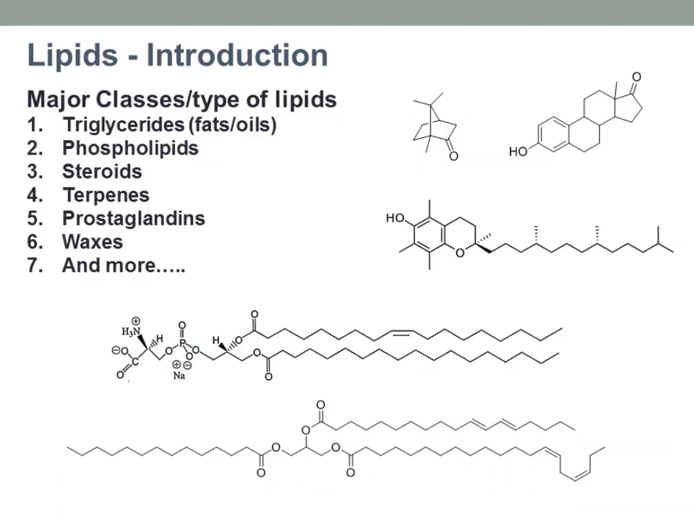Like I was saying, there are a lot of different types of molecules that fall under the lipids. We have triglycerides, which would be things like this. Here's a triglyceride. We have phospholipids, which would be this molecule right here, which makes up cell membranes. We have steroids, like this estrone right here. We have terpenes, like camphor right here. We have prostaglandins. I didn't show a prostaglandin, I didn't show a wax. There's a whole bunch more, like here's vitamin E, which is considered a lipid. It's a lipophilic vitamin, or a fat-soluble vitamin.